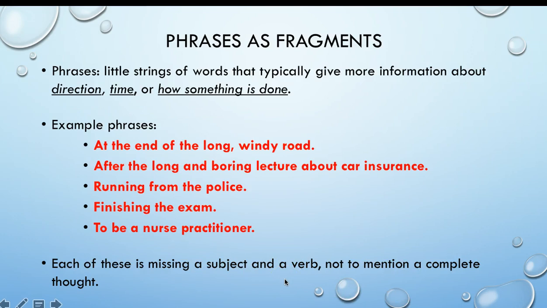In addition to dependent clauses as fragments, you can also have phrases. So, for example, introductory phrases or prepositional phrases. Phrases are little strings of words that give more information, typically about direction, time, or how something is done. So, for example, at the end of the long, windy road, we have a prepositional phrase there. This phrase, running from the police, starts with a verbal. That is a phrase, not a complete sentence.